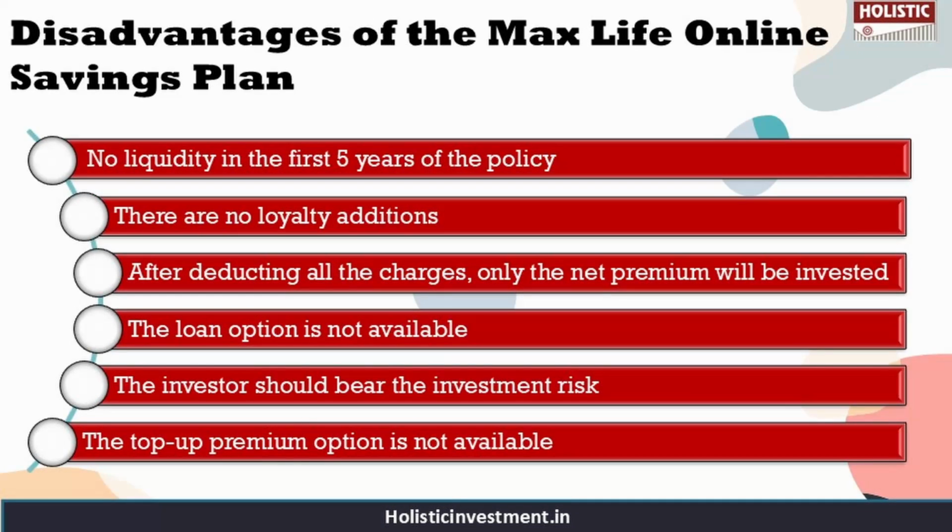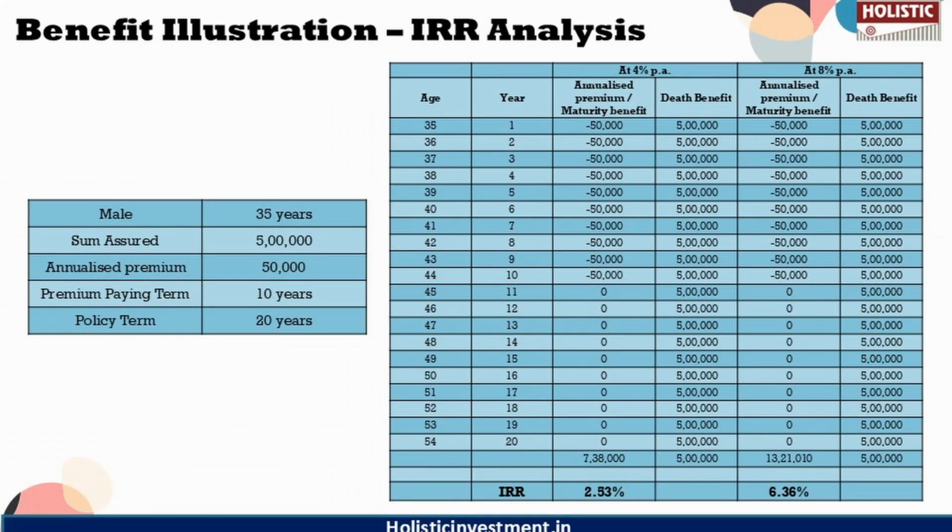The disadvantages are there is no liquidity in the first 5 years of the policy, there are no loyalty additions, and only after deducting all the charges will the net premium be invested. The loan option is not available in this policy, during the settlement period the investor should bear the investment risk, and the top-up premium option is not available under the plan. So these are some of the drawbacks that we need to keep in mind before deciding to invest in this policy.